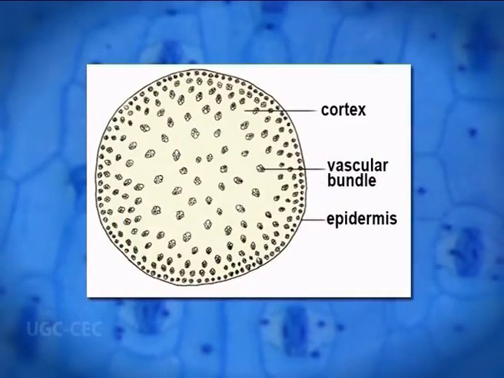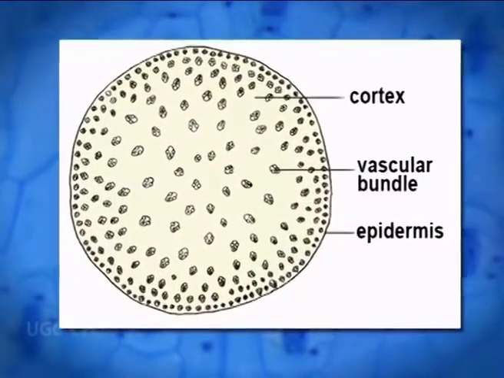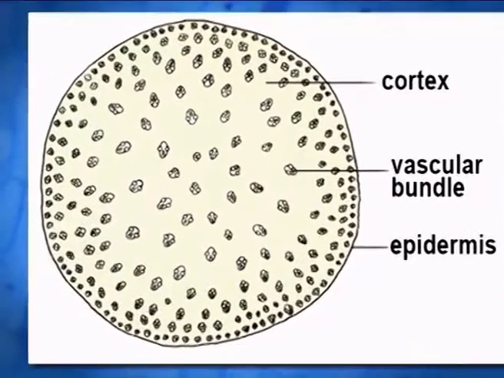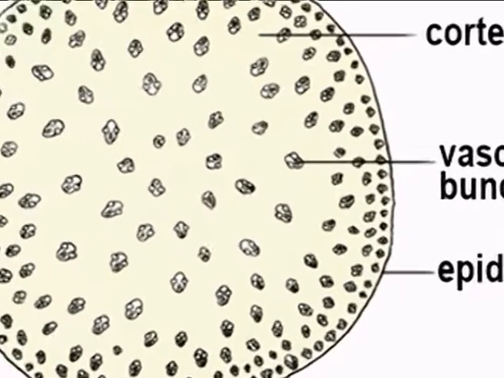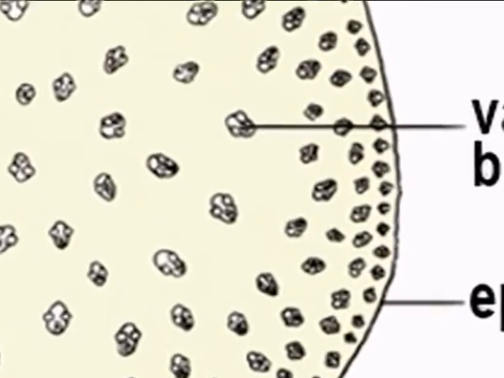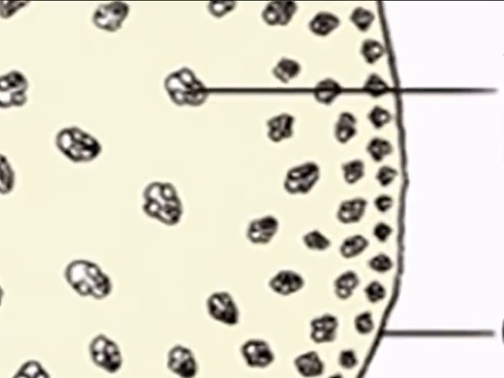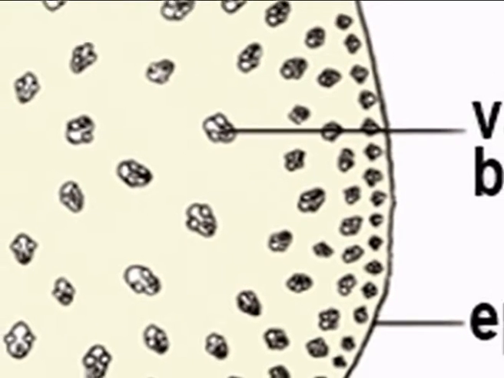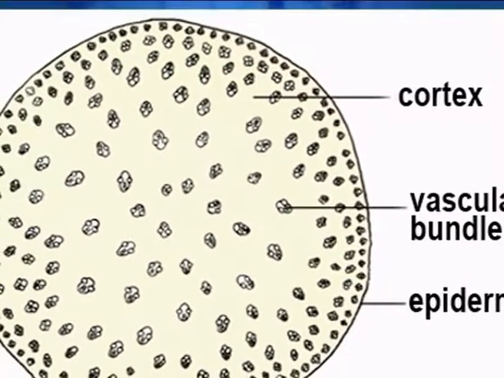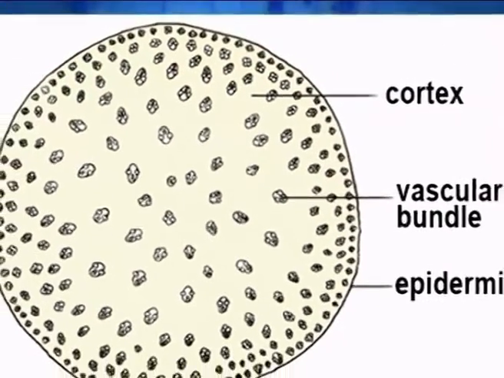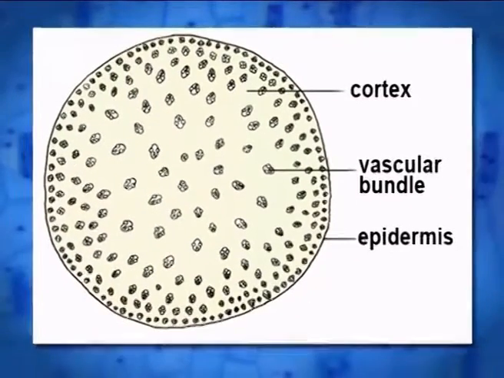The vascular bundles in monocot are found scattered throughout the ground tissue. Monocot stems have most of their vascular bundles near the outside edge of the stem. The bundles are surrounded by large parenchyma in the cortex region. There is no pith region in monocots.